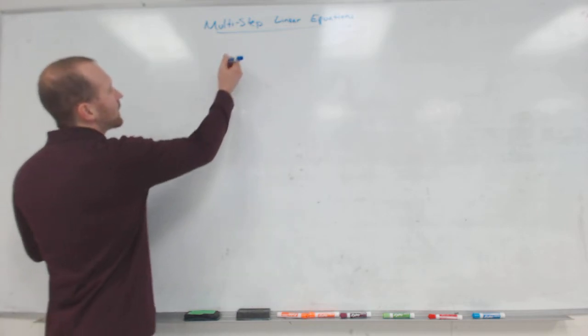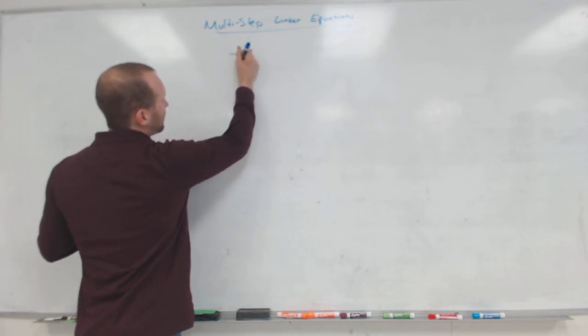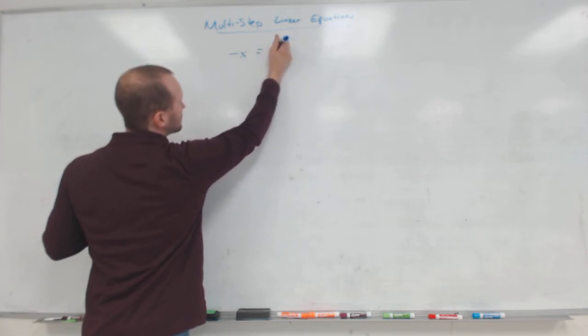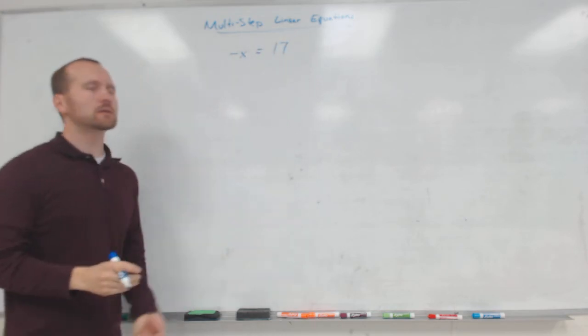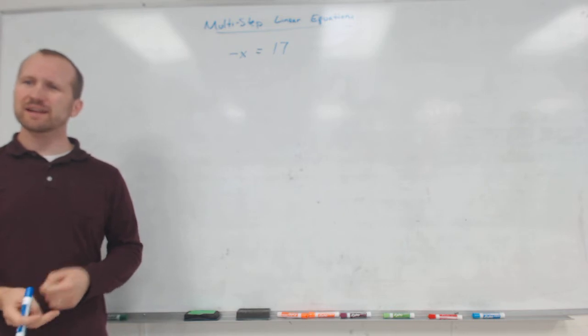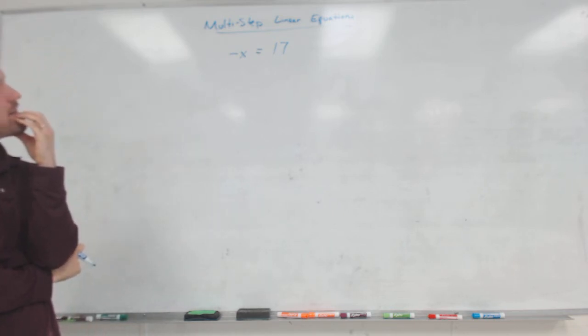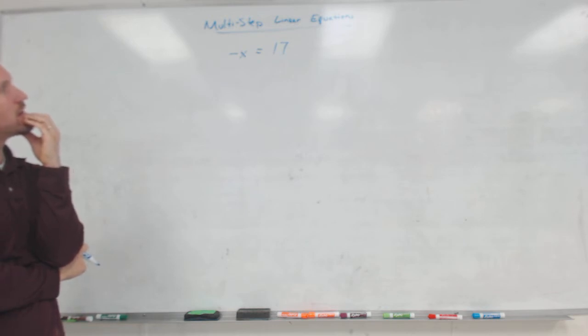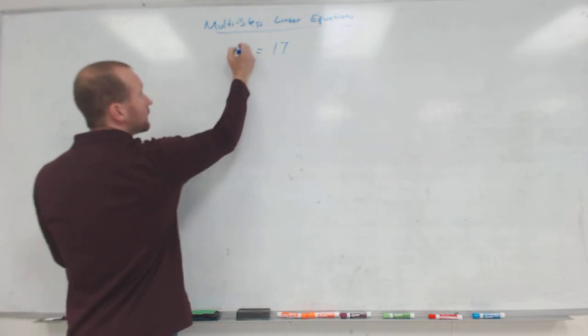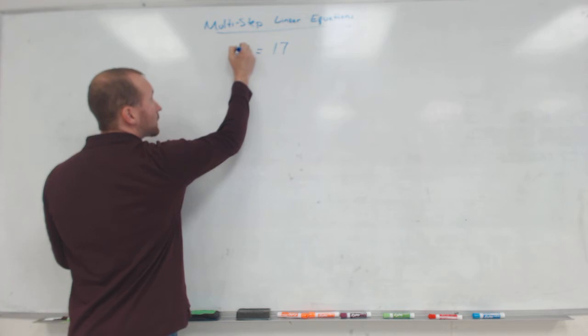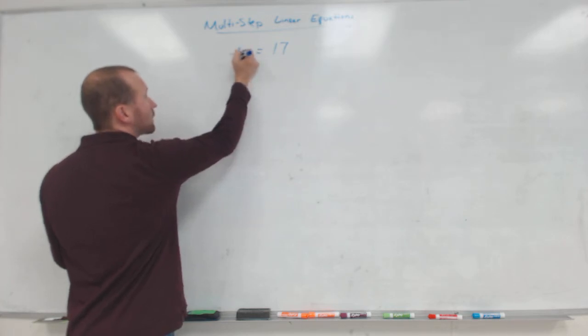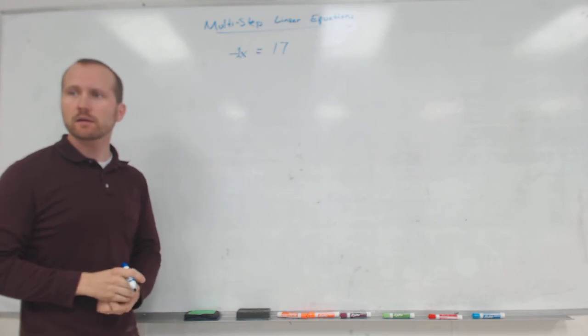And then the other thing I want to talk about is this. What if I have negative x equals 17? How do I isolate x in this example? X is 1. We could think about a 1 in front of x, right? Or a negative 1. We could add that in.